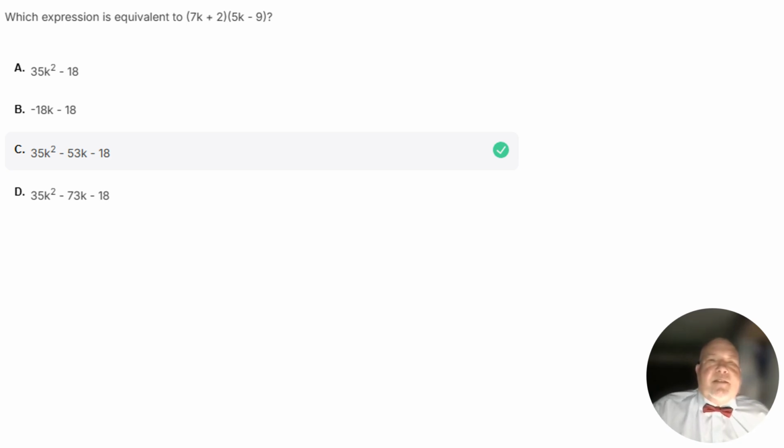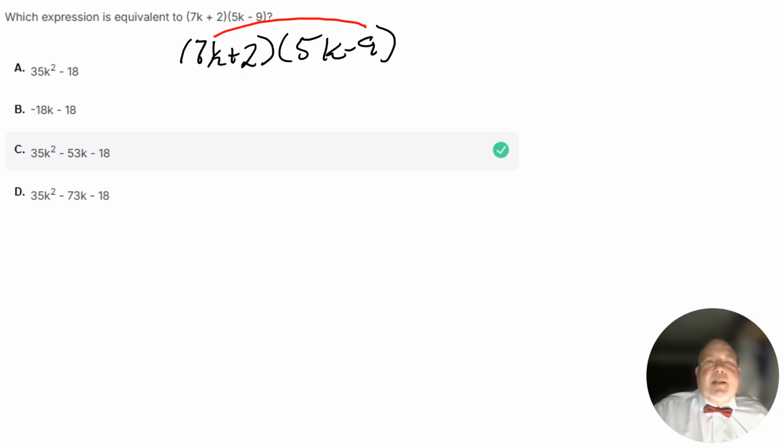So I'm going to take this. Well, let me rewrite the question so we got more room. So I have 7k plus 2 times 5k minus 9. And so I'm going to take the 7k and I'm going to multiply it times the 5k and the 9. So let me draw a little line here to show you what I'm doing. So I'm multiplying that times that. So again, this should look kind of like the distributive property. And then what I'm going to do is I'm going to take the 2 and I'm going to multiply it times the 5k and times the 9.